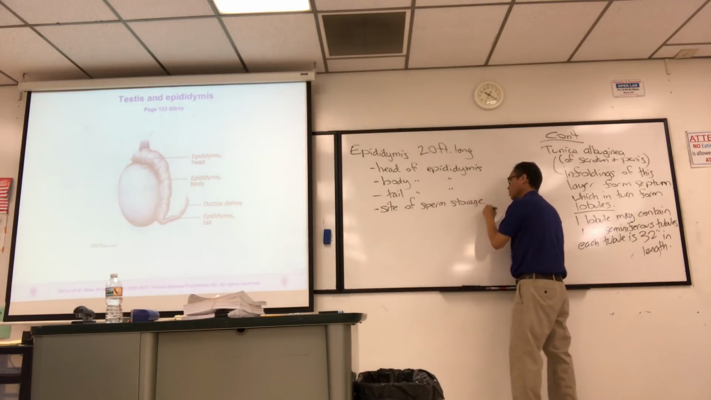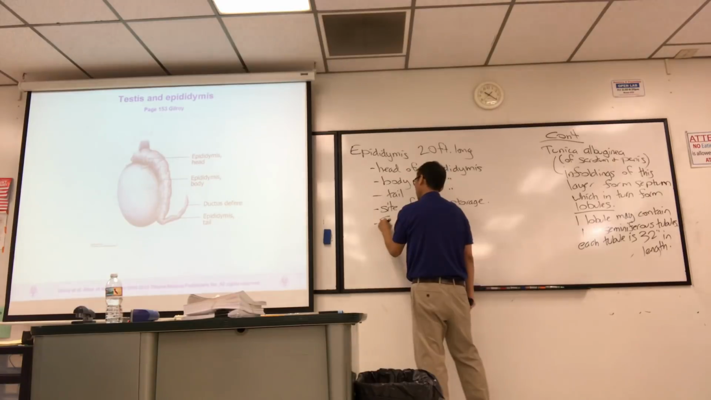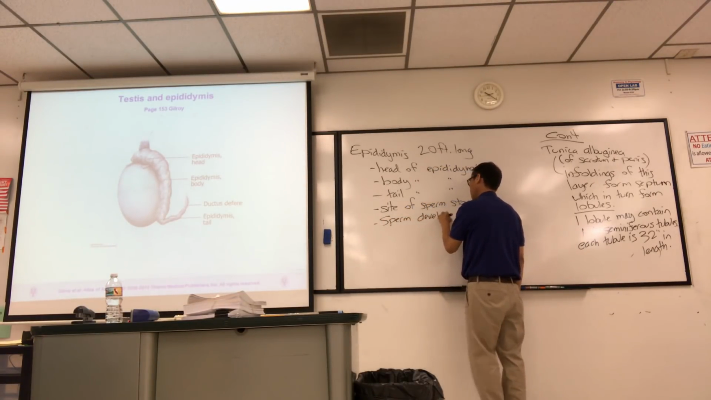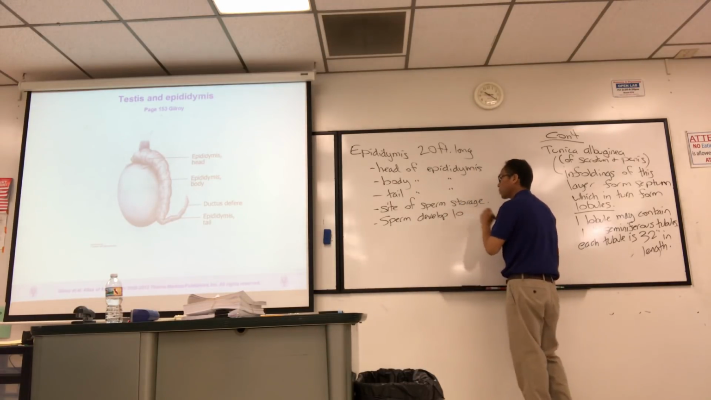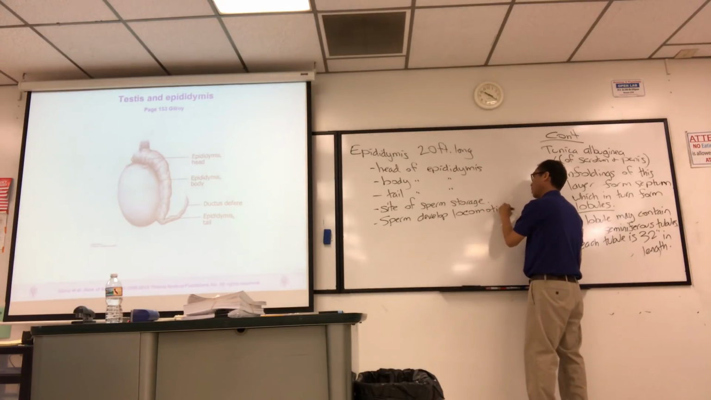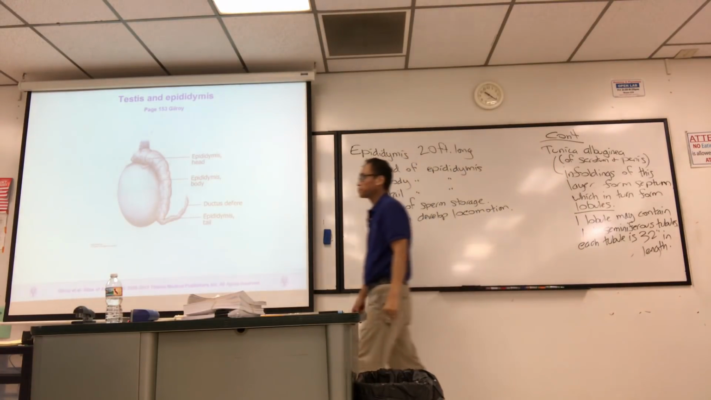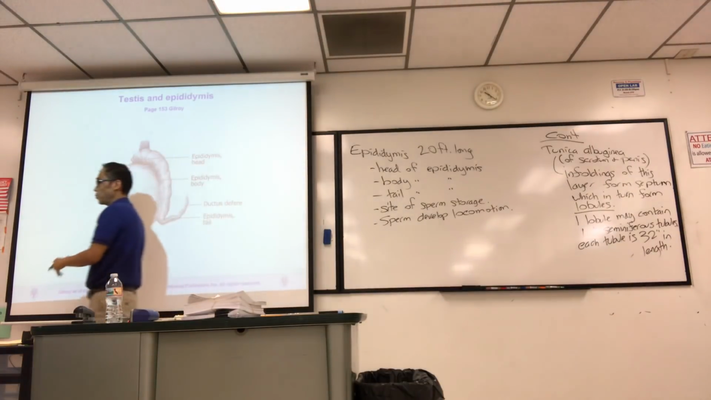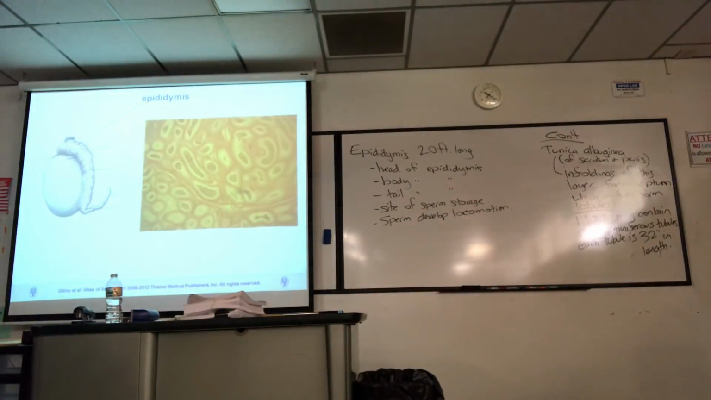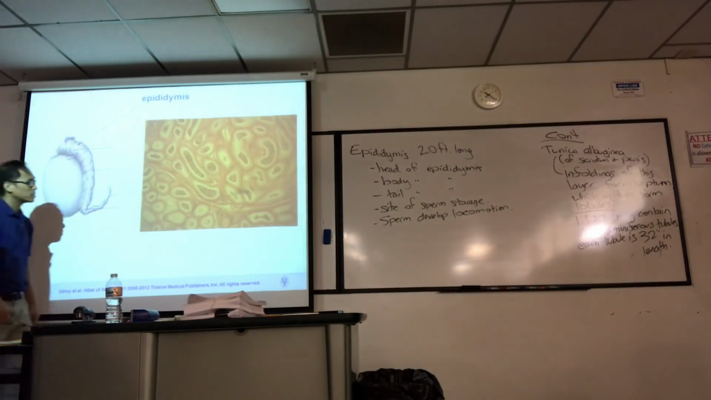Sperm storage. I'll just say sperm develop locomotion in the epididymis. So it's one tube. And the thing about it is, if you cut that tube, you see many cut tubes, but they're all one continuous tube. If you look at the picture on the right, it's the histology view.